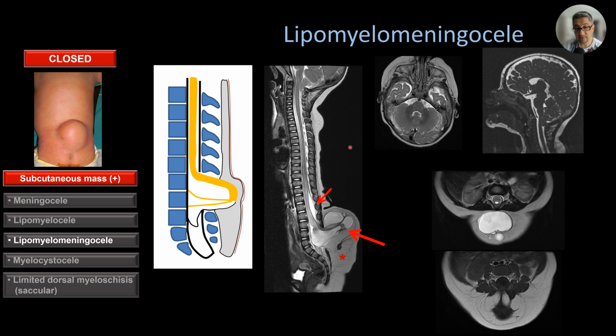And they are not associated with Chiari-2 malformation all the time. They may be associated with Chiari-1 malformation. As you can see here, the posterior fossa has normal size, the cerebellum is well formed, but there is herniation of the tonsils through the foramen magnum. This is not always the case.